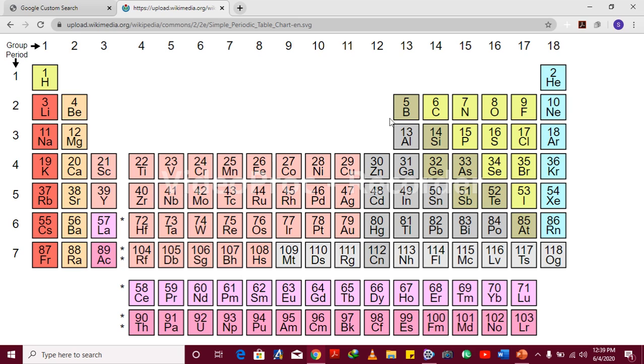So here is the brief summary: there are 18 groups in the periodic table and 7 periods. The 1st period contains 2 elements, the second 8, the third 8, the 4th period contains 18, and similarly the 5th contains 18 elements, and the 6th and 7th contain 32 elements. And these are called the inner transition metals. Why are these metals called transition metals? Because they have variable valence.